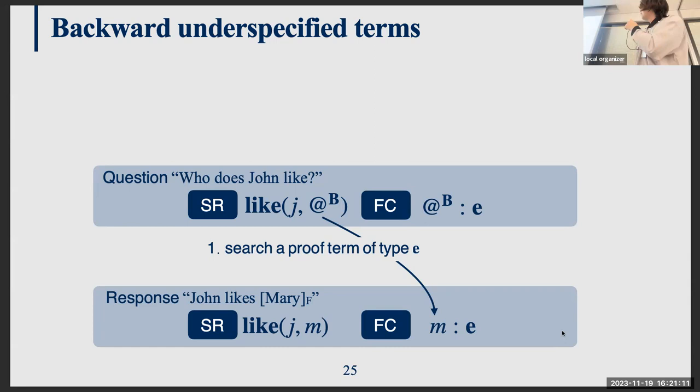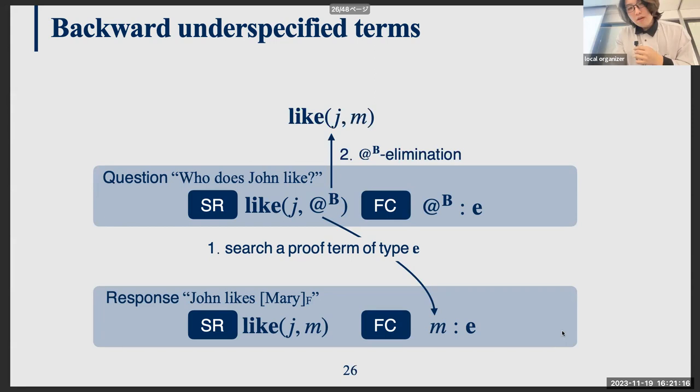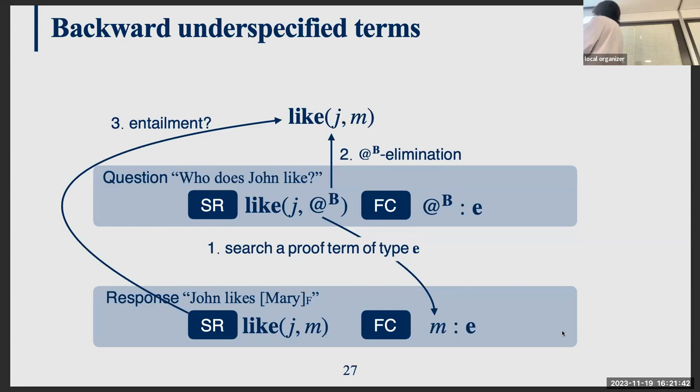Secondly, the aspirant B is replaced by the constant M. This process is called aspirant B elimination. And finally, we judge whether the semantic representation for the response entails the eliminated representation for the question or not. If the entailment holds, the response is predicted to be a congruent answer.